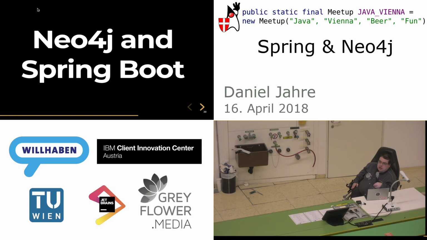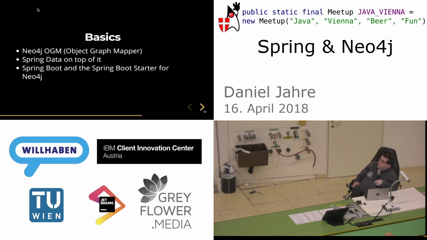One of the Spring inventors, I forgot the name, is also on the board of Neo4j, so the integration is very good. What we need is called the Neo4j OGM. It's like an ORM, and Spring Data is working on top of it. So for some of the code you will see no difference to any other database. And of course there is also a Spring Boot starter for Neo4j.